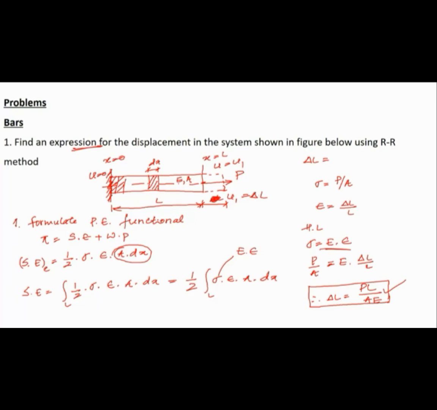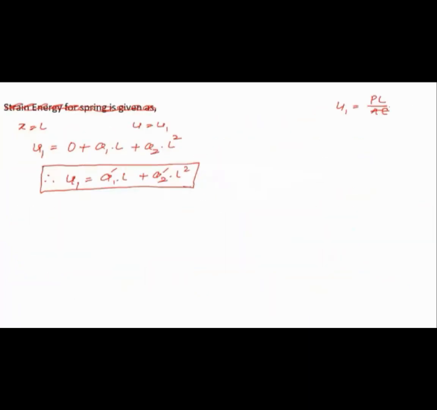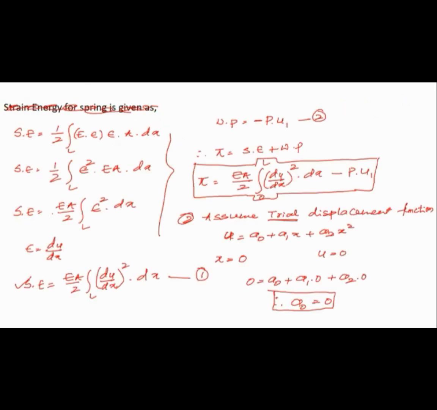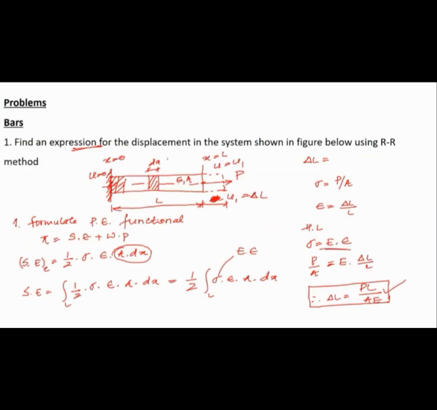So my delta L is what? It is PL divided by AE. Therefore, my U1 should also be equal to PL divided by AE. So we'll check that by substituting the values of a1 and a2, whether I'll get the same equation or not. Now, for example, when x is equal to x, what is x? It means at any random distance. Let us consider this is my distance x.